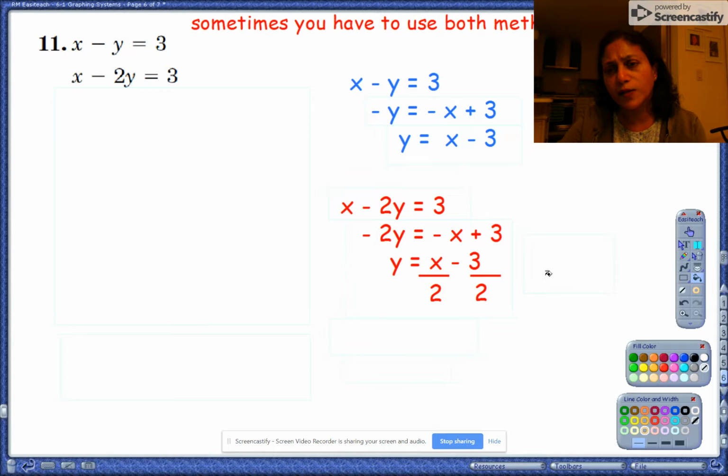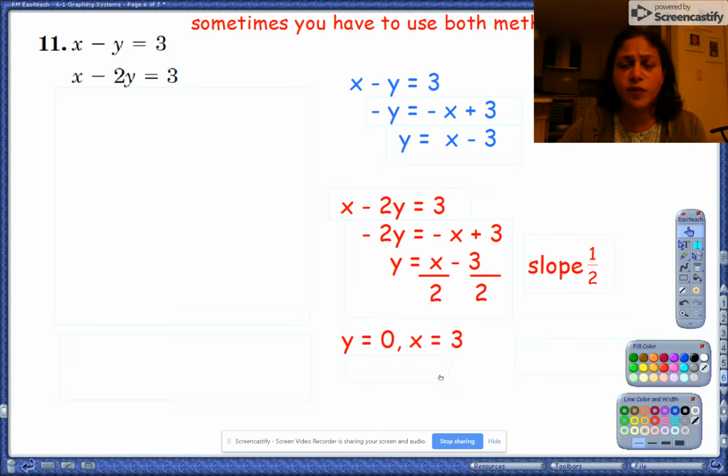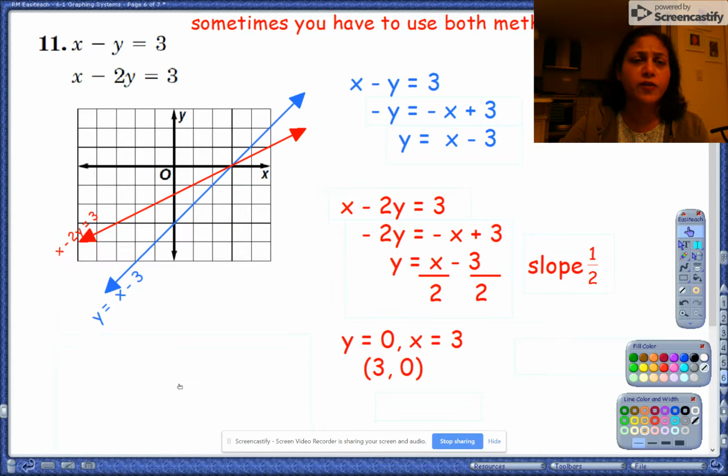However, we can use the slope that we get from here. The slope is 1 over 2. Since we cannot graph the y-intercept, we need to find some other point. And I'm going to look for the x-intercept by making y equal to 0. If y is equal to 0, then x is equal to 3, which gives me the ordered pair 3, comma 0. And I can use this ordered pair 3, comma 0, and from there I can move up 1 over 2 till we have the two graphs.